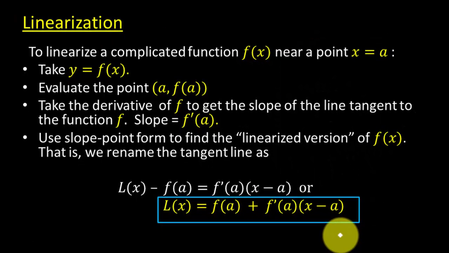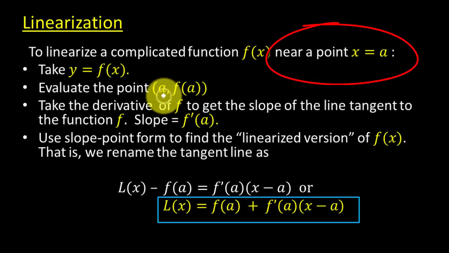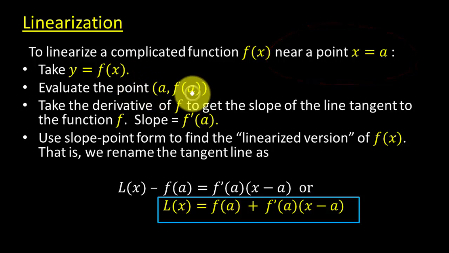So what did we do? Let's just go back and see what we did. To linearize a complicated function f of x near a point, it's got to be local. So we have to look near a point A, say x equal to A. You take the function, that's the first step. Evaluate at A. So you plug A in there, you get the y value, which is f of A. And then remember, whenever we need a line, we've got to have a slope. So we take the derivative, plug A into the derivative, that's the slope. Use the slope-point form.